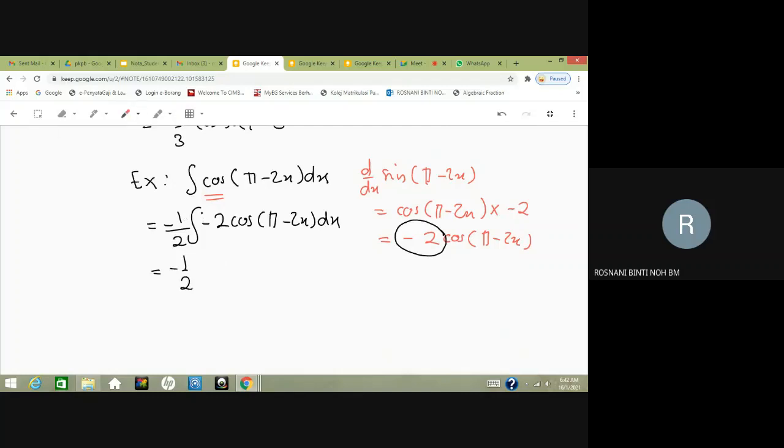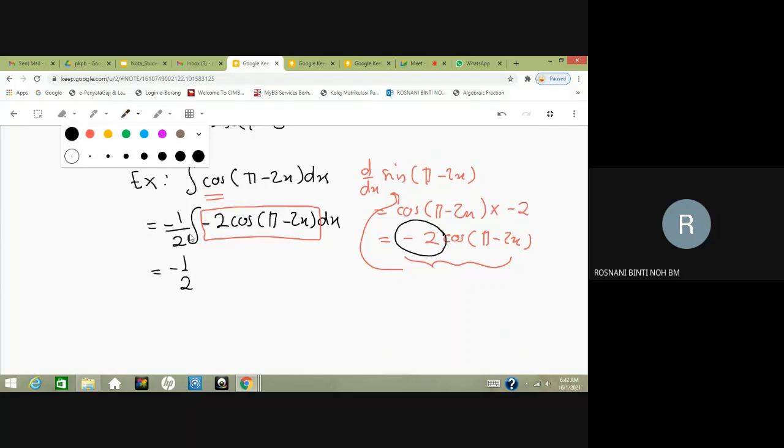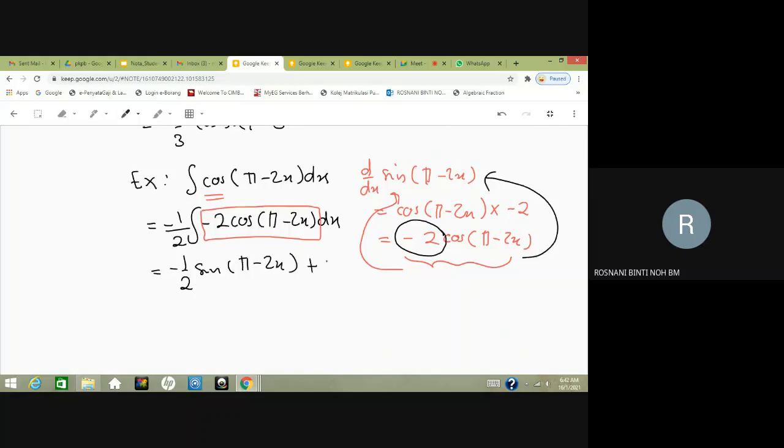What we have here is the same as the answer of your differentiation. Negative 2 cos pi minus 2x comes from sine pi minus 2x. So it is sine pi minus 2x plus c. Okay, another example.